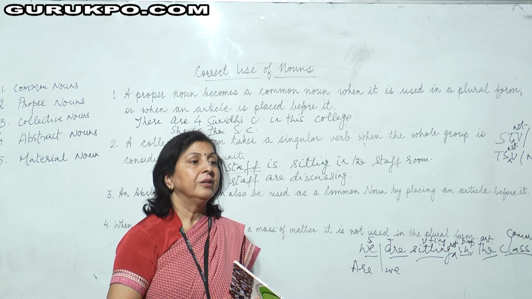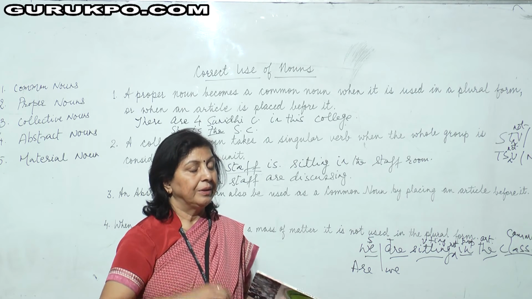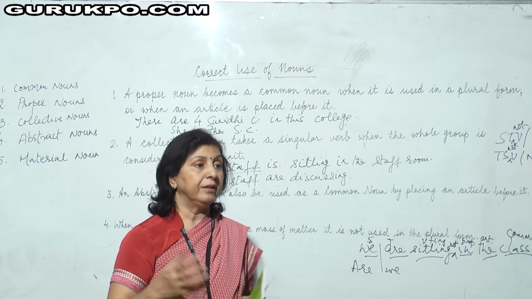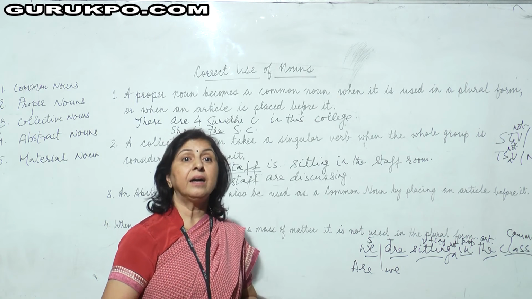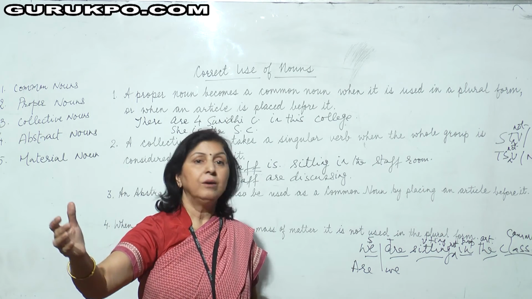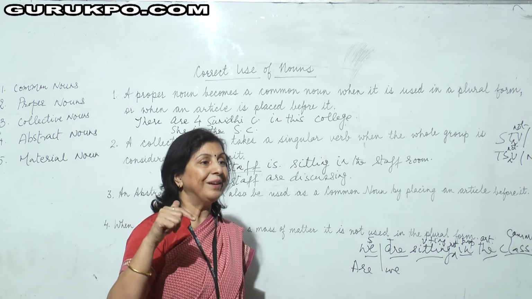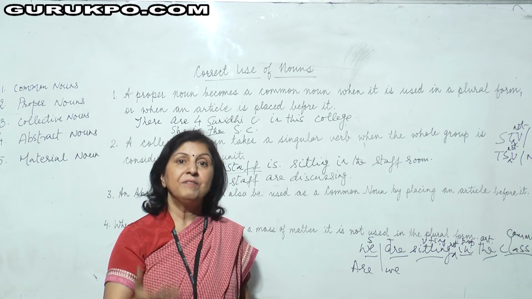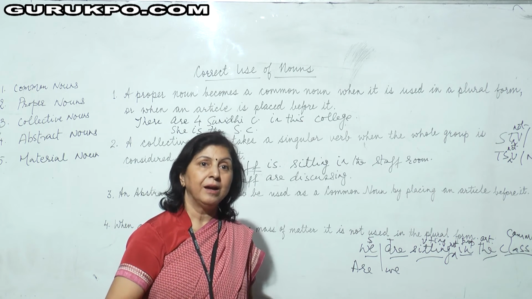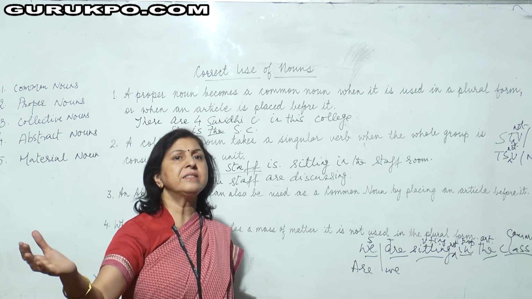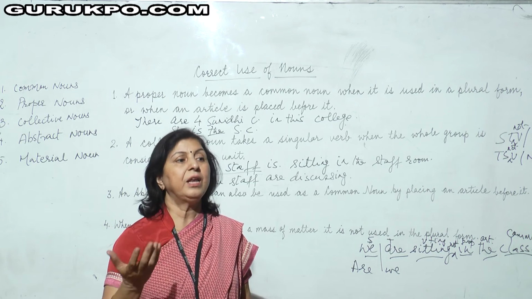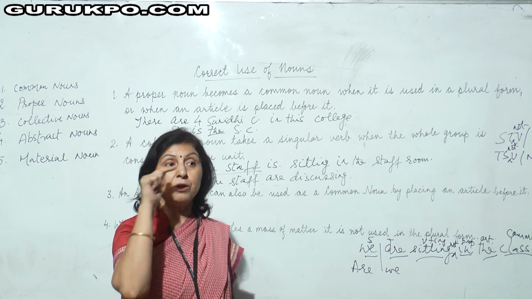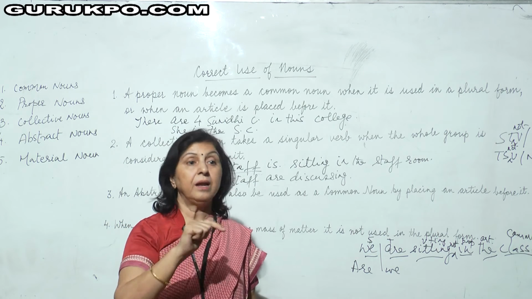Fish, sheep, deer. Then suffering. We don't say, I can't see the sufferings of this man. No, we don't say sufferings, we say only suffering. We don't say offsprings, we say only offspring. Many people say anyways. No, it's not anyways, it's anyway. So we have to be very particular about where we use a singular verb with the noun.